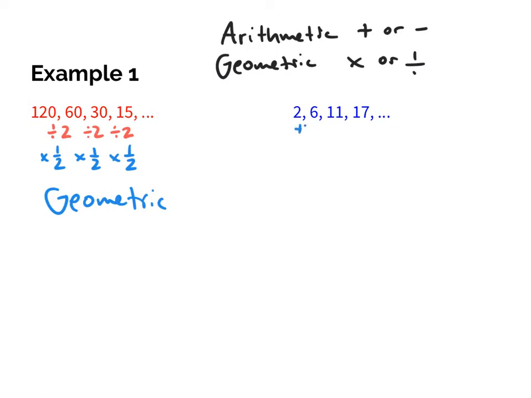2 to 6, that would be plus 4. 6 to 11, that would be plus 5. 11 to 17 would be plus 6. So notice I'm not adding the same number every time. If I looked at multiplication, I would see times by 3. And then 6 to 11, well, if I times 6 by 3, that would give me 18. So notice in this one, neither addition nor multiplication would work out. So this one would be neither, would not be arithmetic or geometric.